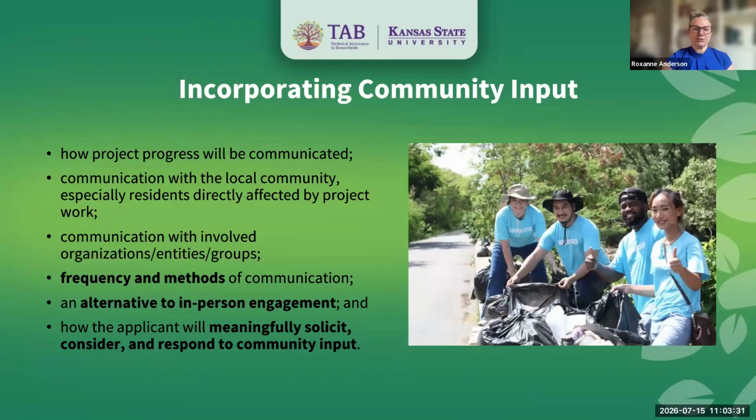All right, so now we're getting into incorporating community input, and I want you to notice how much EPA is actually asking for here. How will you communicate project progress? How will you communicate with the local community, especially residents who are directly affected by the work? How will you communicate with your partner organizations? How often will communication occur? And what methods will you use? What in-person engagement are you providing? And finally, how will you meaningfully solicit, consider, and respond to community input?